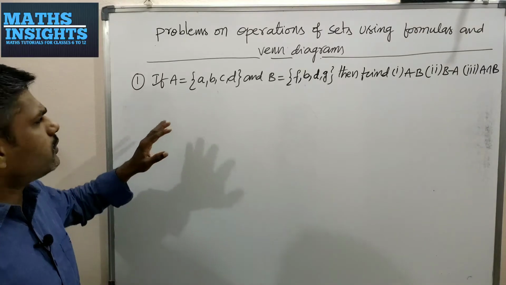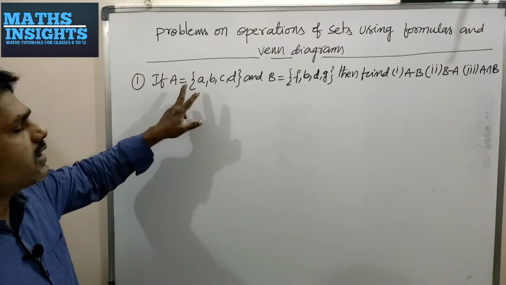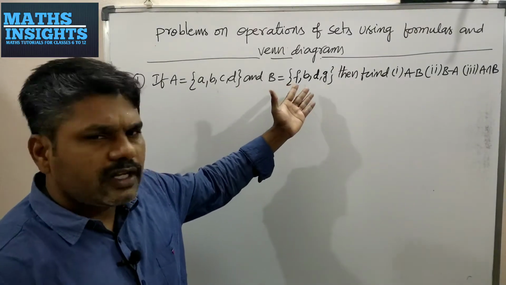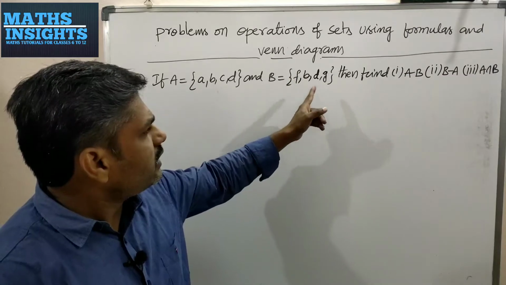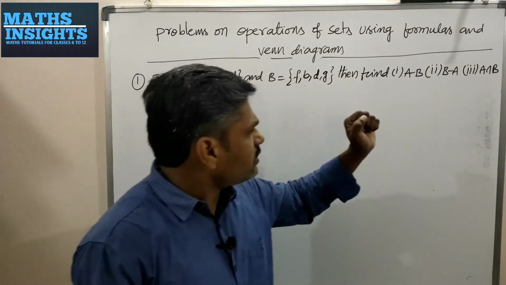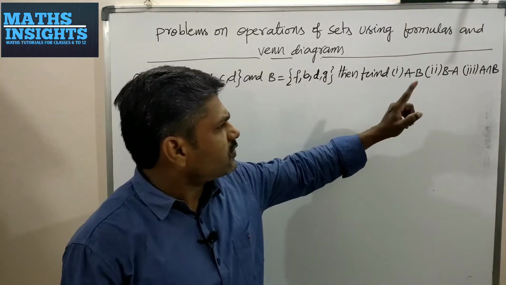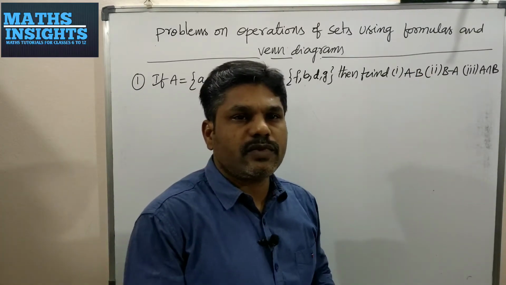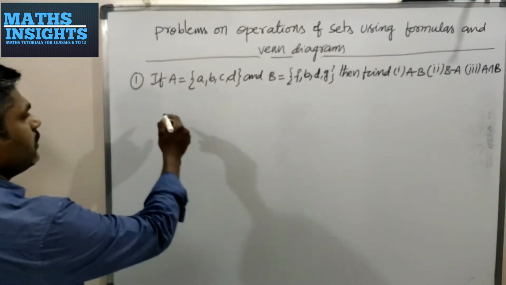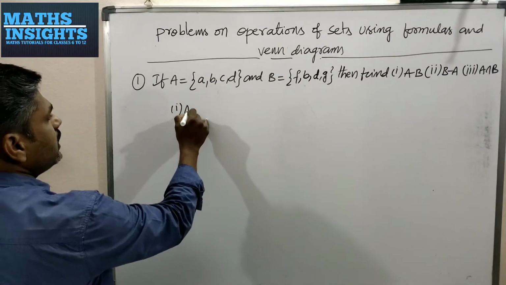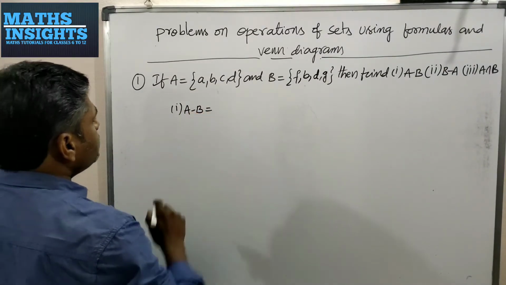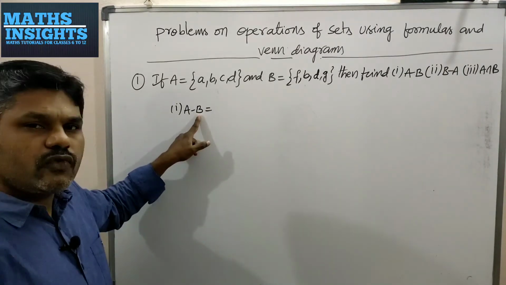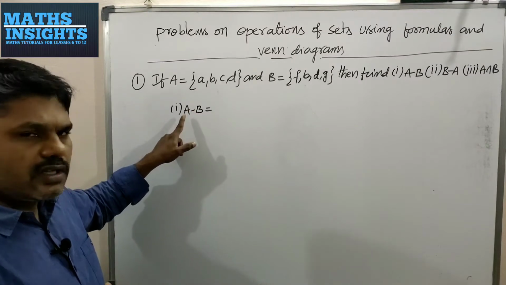If you see the first problem, they have given the set A with elements A, B, C, D and set B with elements F, B, D, G. Then they are asking to find A minus B, B minus A and A intersection B. You know very well, the first one I am solving is A minus B. That means we have to subtract the elements of B which are in A.